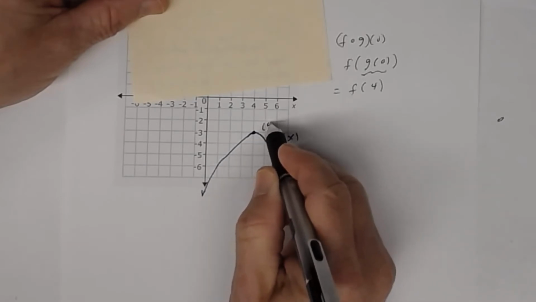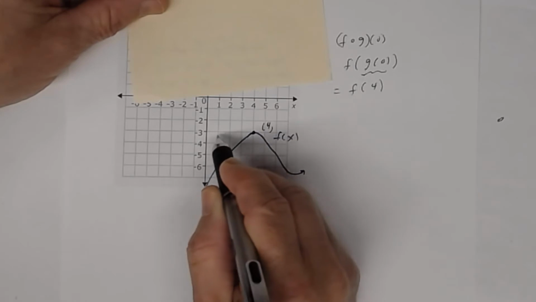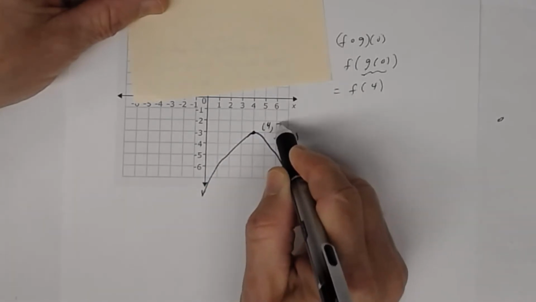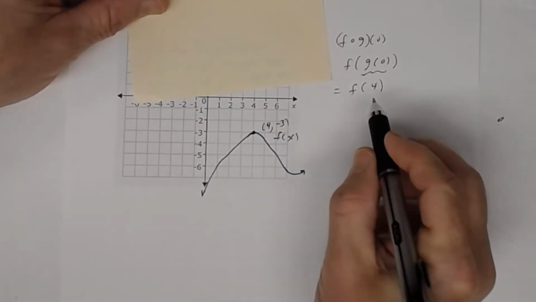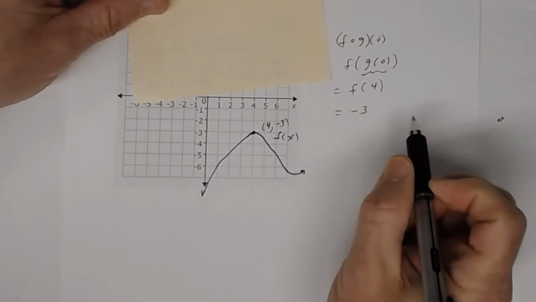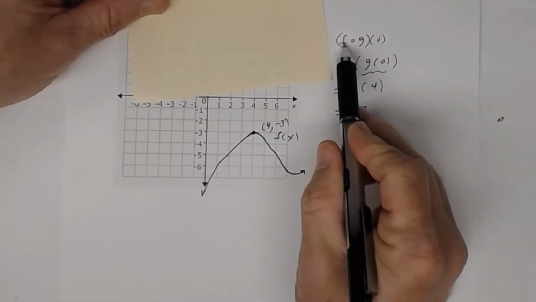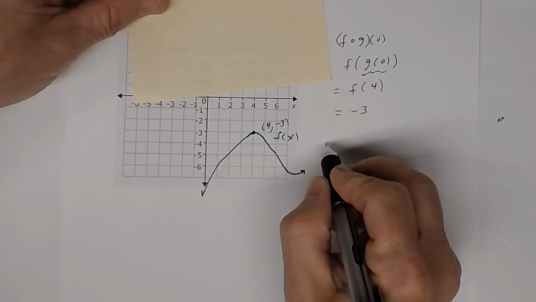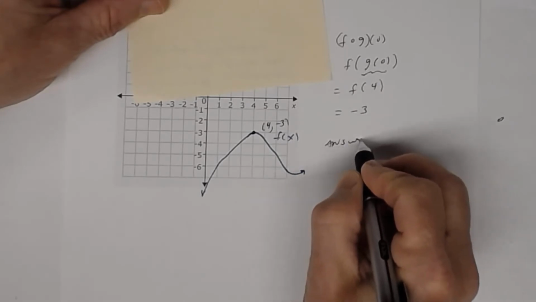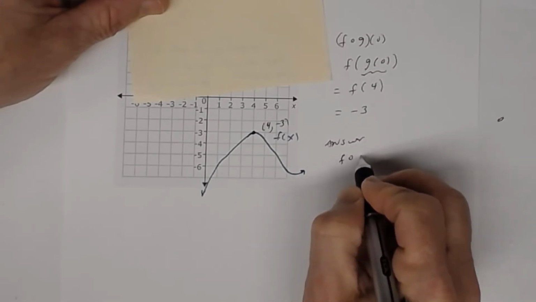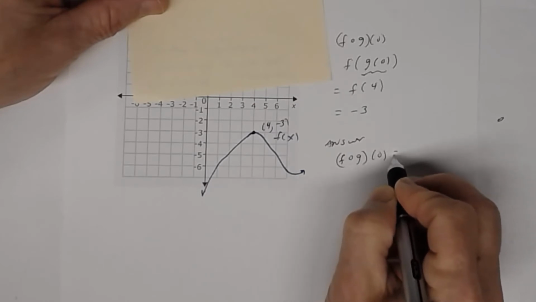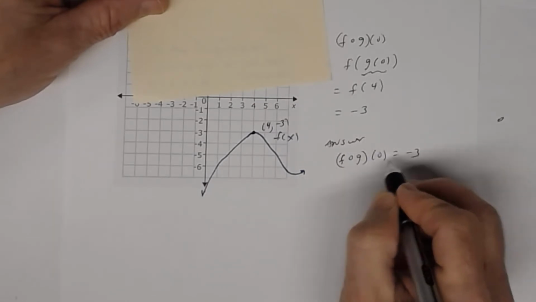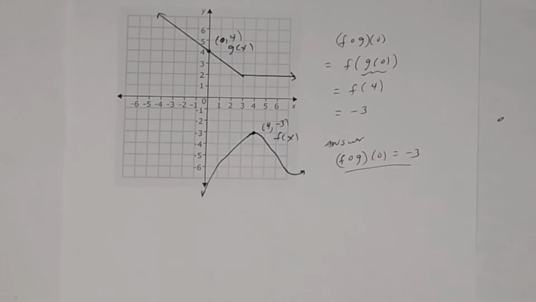So when x is 4, what's that y value? That y value is -3. So f of 4 equals -3. Therefore, you're going to say f composed with g at 0 is equal to -3. It's a very easy process, not difficult at all. Let's look at number 4.